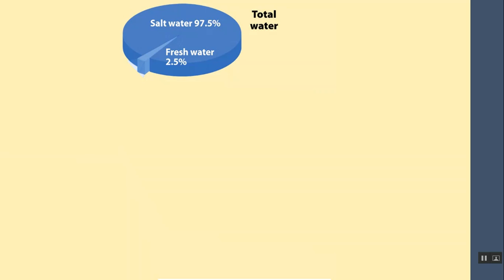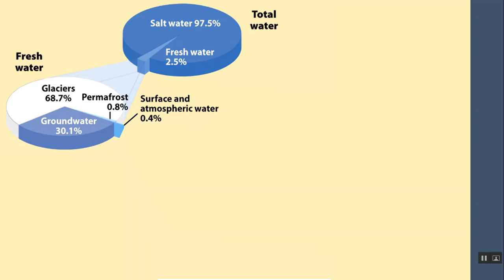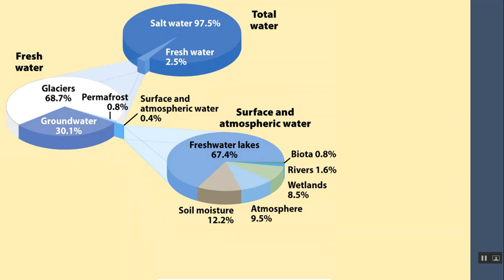And so when we think about the total water on the planet, 97.5% of that total water is salt water, so not really accessible to us for drinking or anything else. Only 2.5% of that water is fresh water. And then of that 2.5%, only 0.4% is surface water and atmospheric moisture. And so surface water includes rivers and lakes. So just imagine the very, very small percentage of water that is in the atmosphere, but it is very, very important. And of that 0.4% of that 2.5%, only 9.5% of that is the atmosphere.